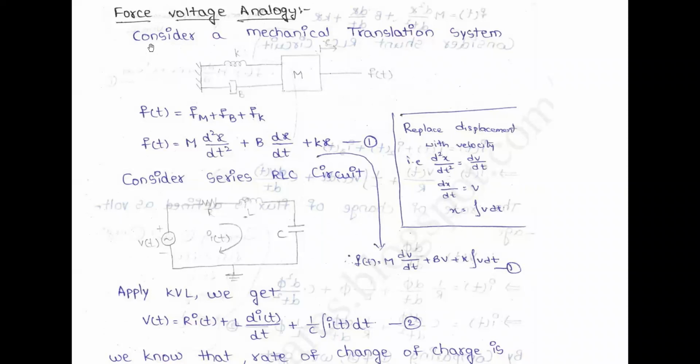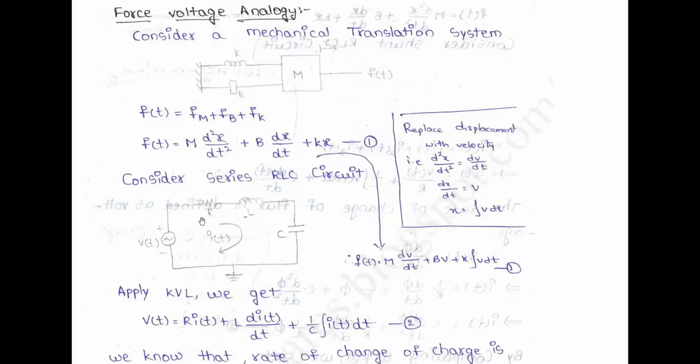Force is replaced by voltage, mass is replaced by inductor, B is replaced by resistor, K is replaced by capacitor. So first, note the voltage source and connect the voltage source.